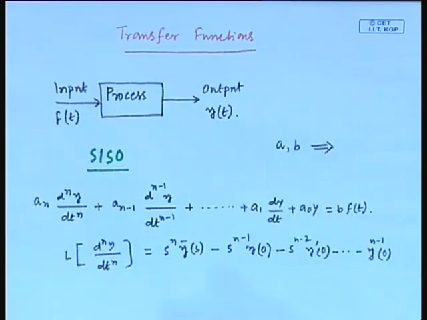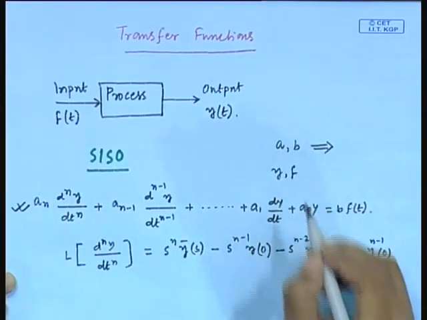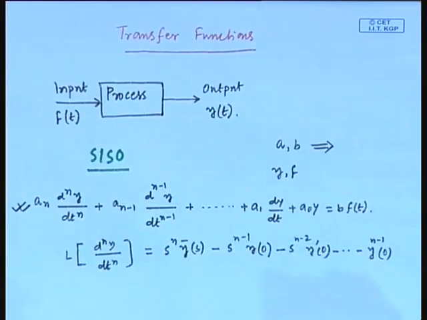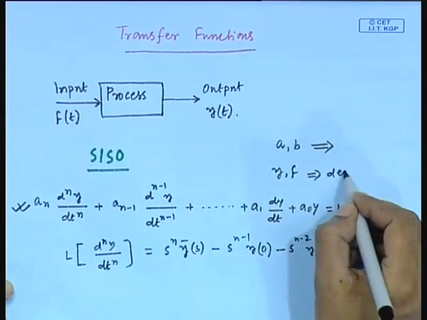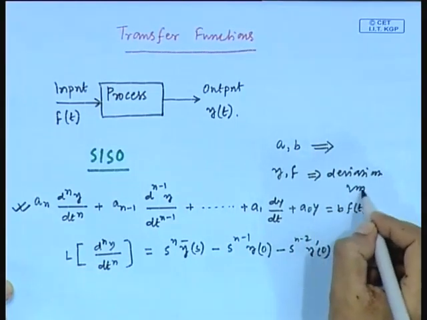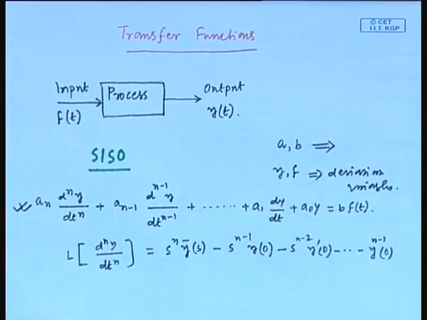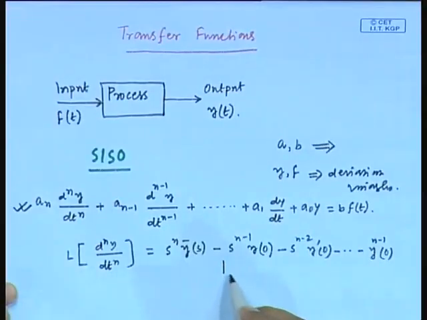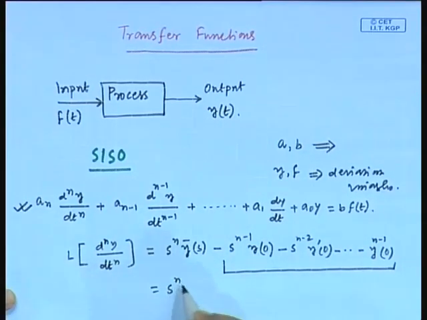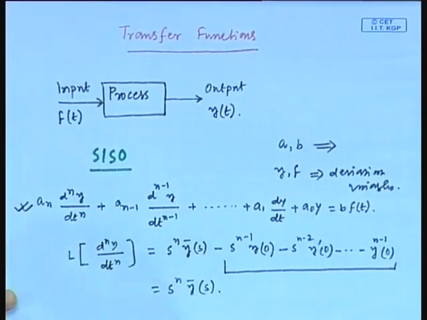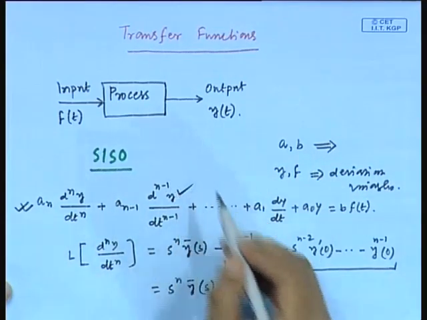Now, if we consider in this process model, y and f both are the deviation variables. If that is the case, I mean if y is the deviation variable, then definitely all these terms become 0. Fine. So, we can write this as s^n y bar(s). Similarly, we can consider another derivative.